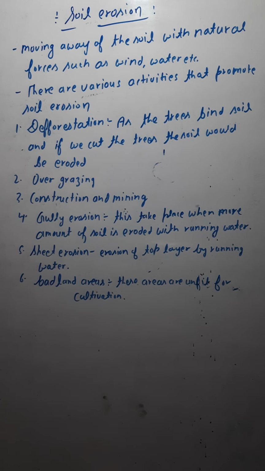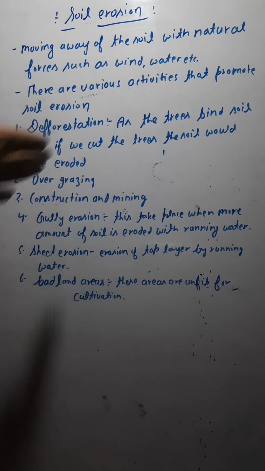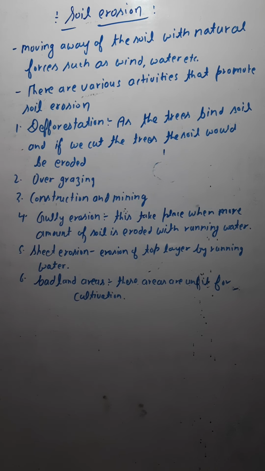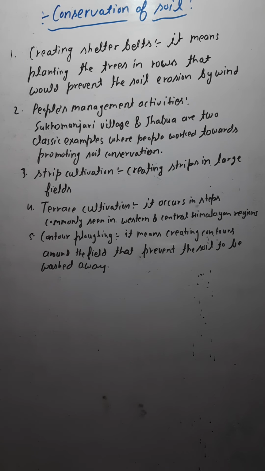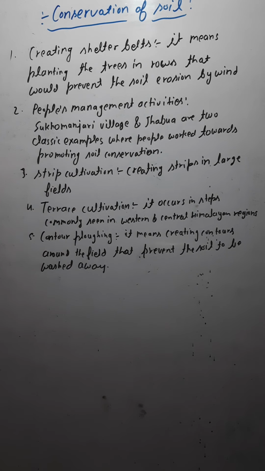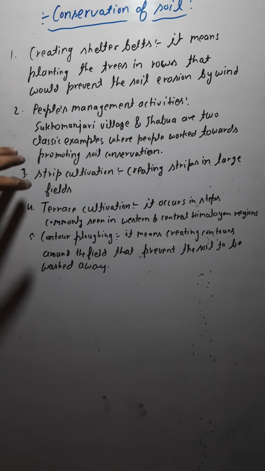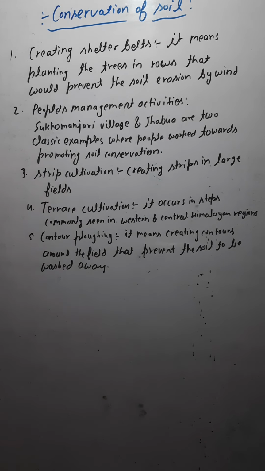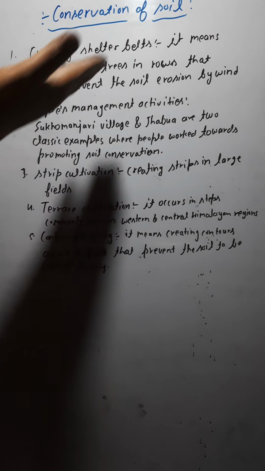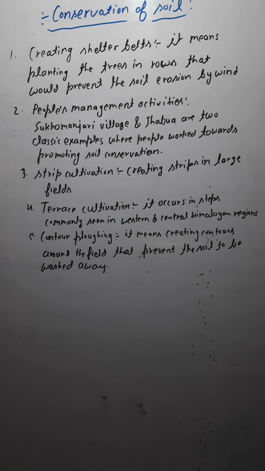Now in the next topic we will be discussing how to conserve the soil. So just note it down. The next topic that we are going to study is soil conservation, because we have already read about soil erosion. So now, how to conserve the soil? The first one is that we conserve the soil by creating shelter belts. We already discussed shelter belts.